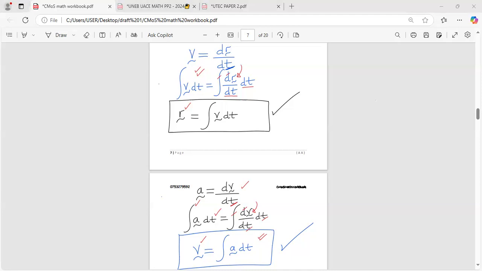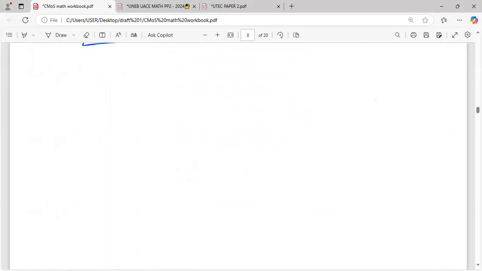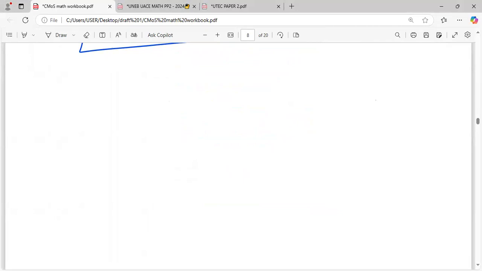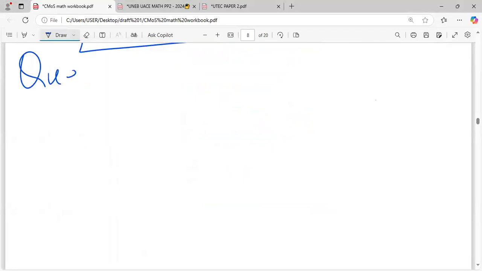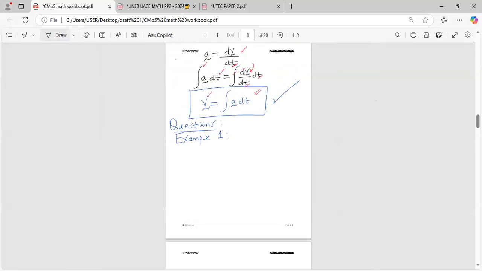Okay. Now, after that, I think we can do our first question. But before I actually write our question, I want your assignments to be unit numbers. Example 1.